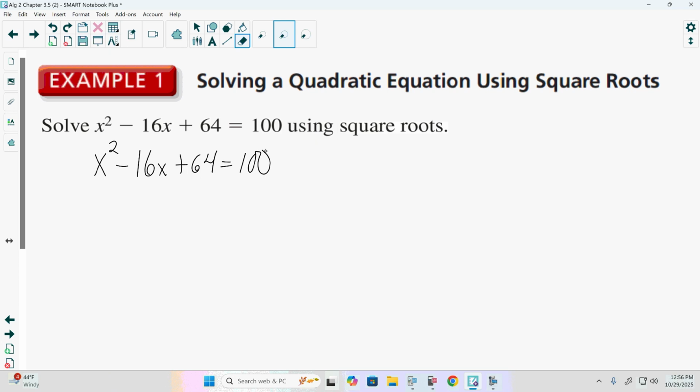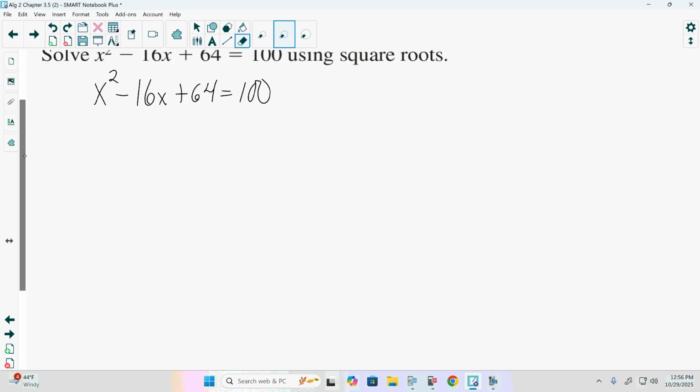Now, the first thing we really need, and it's not so much in the steps, but our variables do need to be on the same side. I can't have x squared on either side. I can't have x on both sides of the equation. We do need all of our variables on the same side.